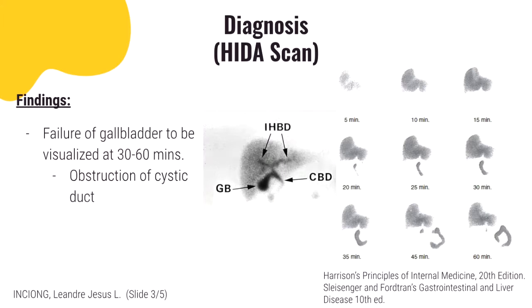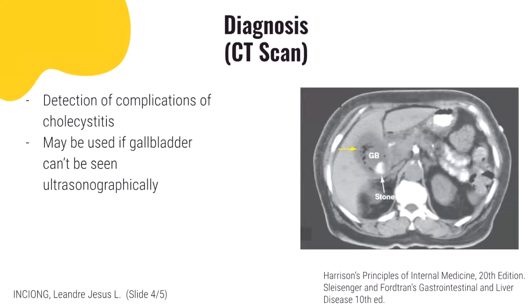So lastly, for the last diagnosis, it is the CT scan. The CT scan is not usually warranted. It is usually used for detection of complications of cholecystitis. The photo on the right is from Schlesinger, which shows a complication of emphysematous cholecystitis, which is the gas pockets shown by the yellow arrow. CT scans can also be done if ultrasound cannot be done, such as when the patient has abnormal obesity or ascites.